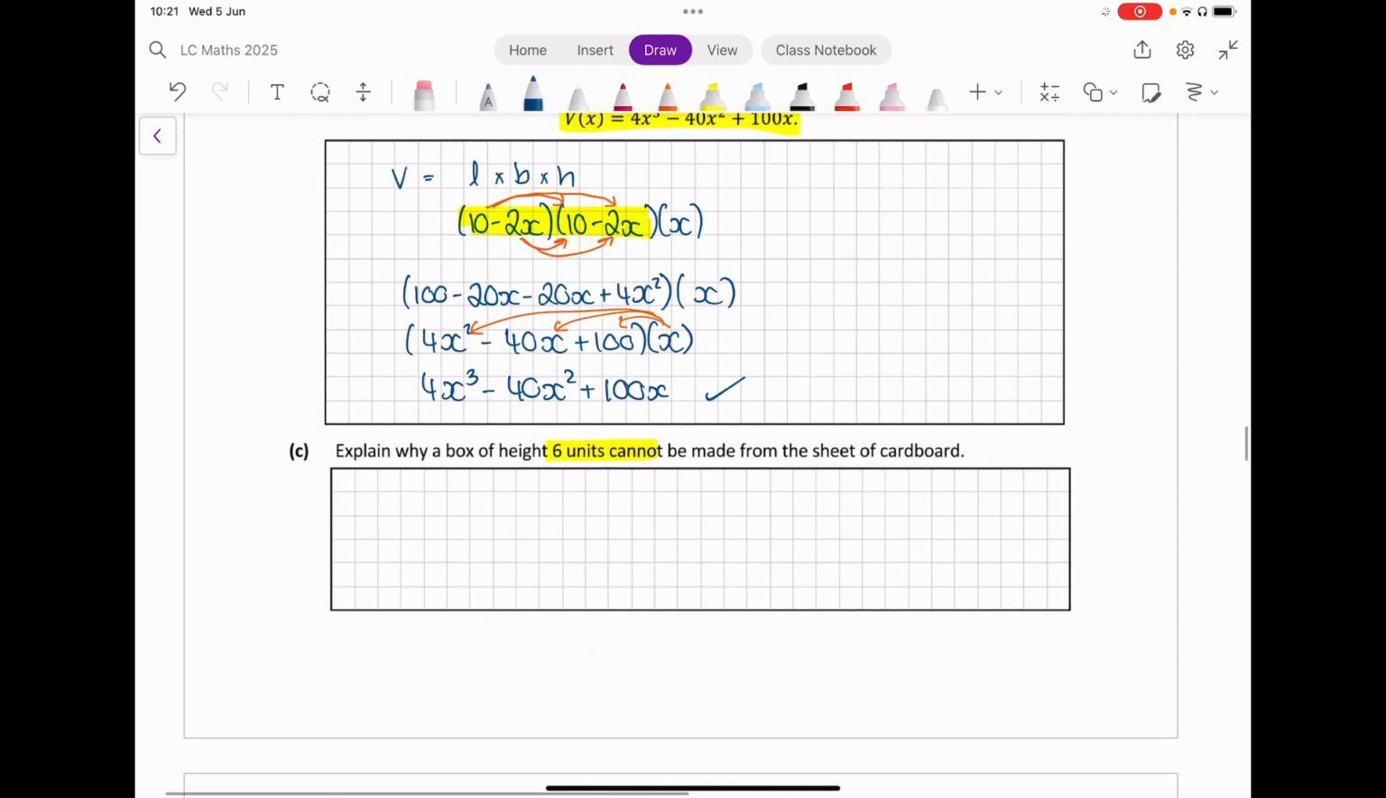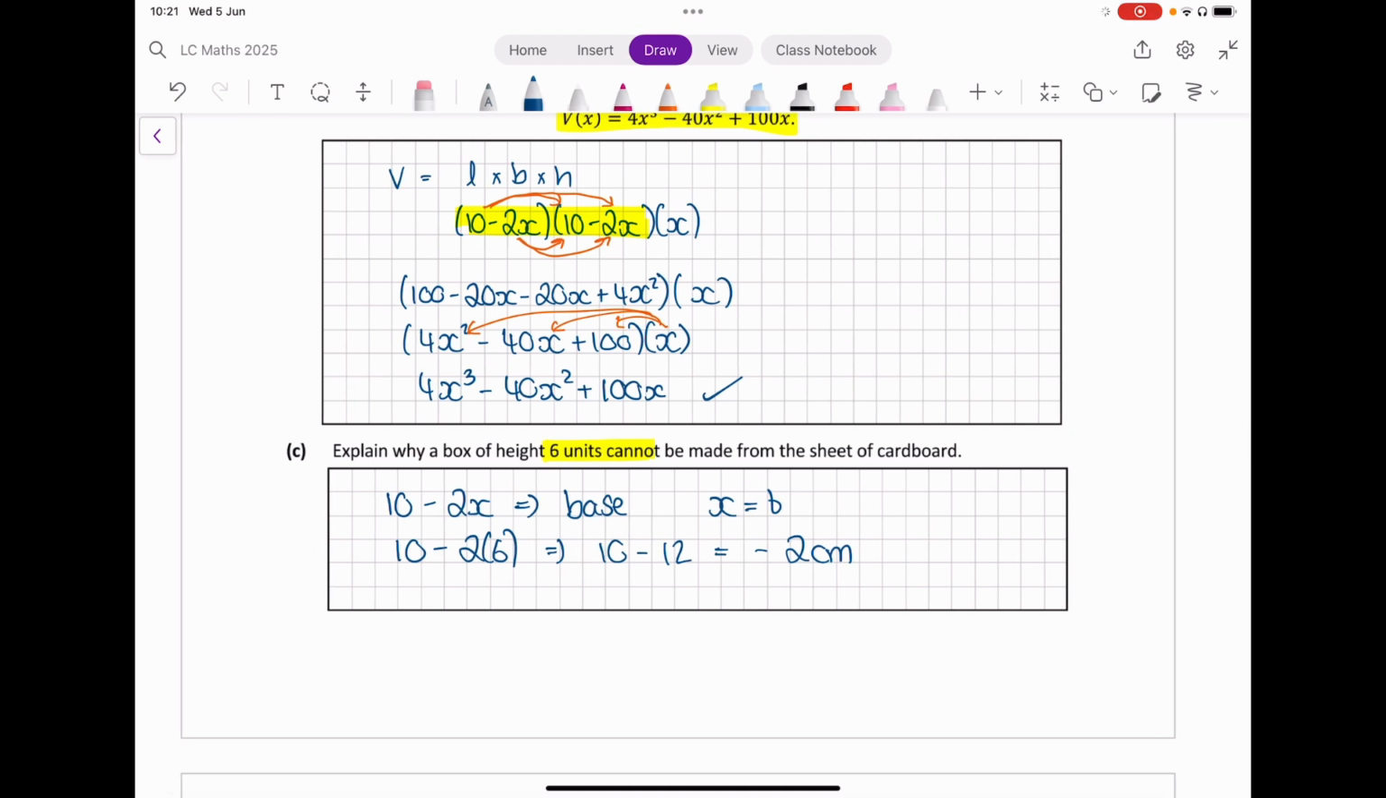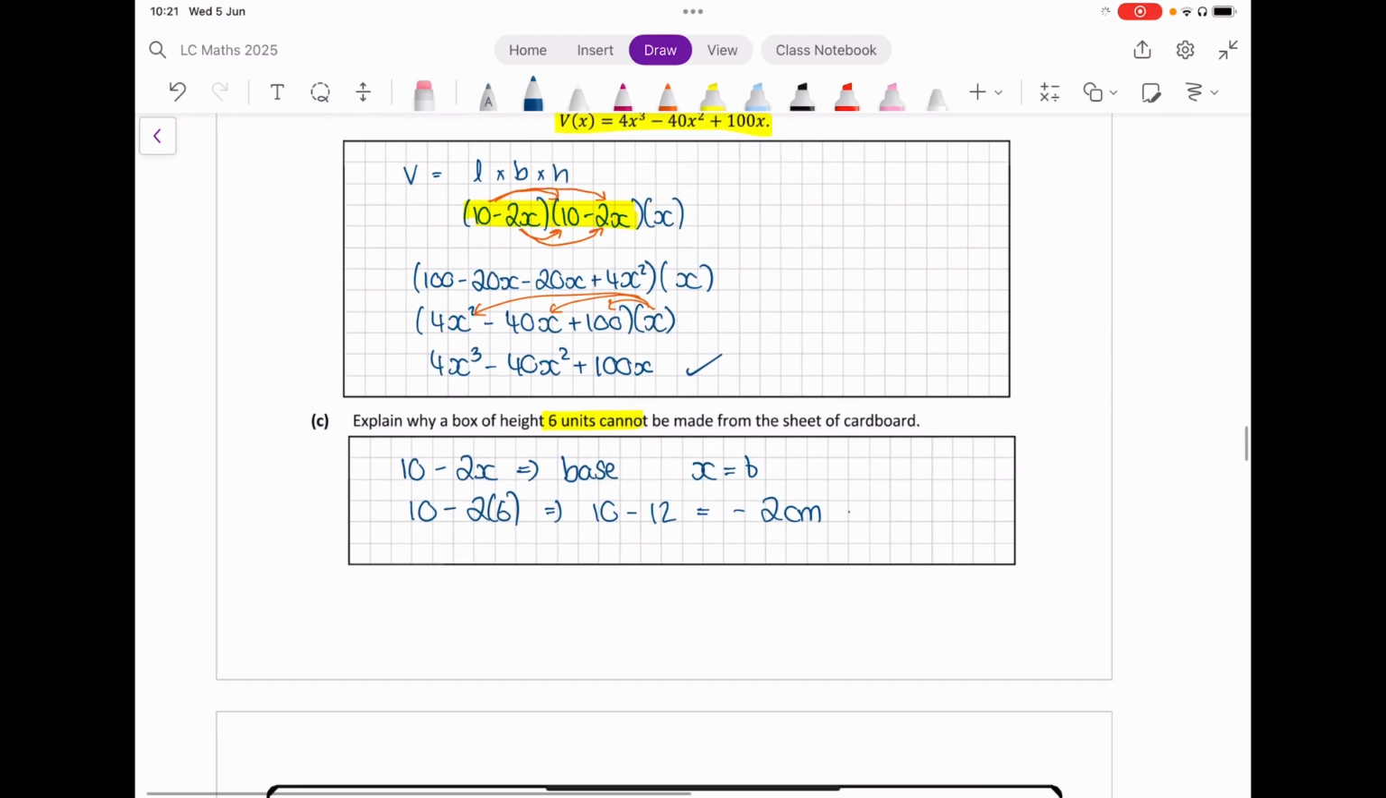Well, in that case, I would have 10 minus 2x is equal to my base. That's my base. And if the height was 6, I would have 10 minus 2 by 6, and that would give me 10 minus 12, which would be minus 2 centimeters of a base. And the same for the length. We can't have a negative, so anything greater than 5 is going to give us a negative answer, so we couldn't have that. So that does not make sense.